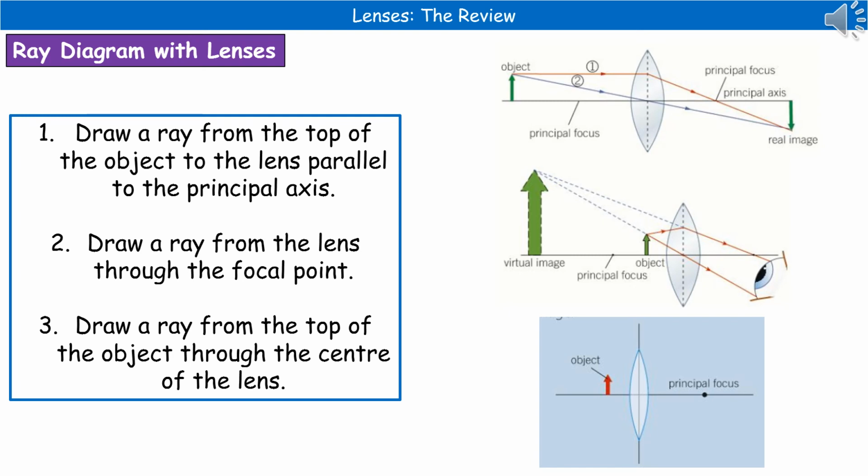Hopefully what you can see there is how you can go through it, and at the bottom that's the setup of the kind of question they could give you. The object, the lens and the principal focus labelled. You just need to add those rays.